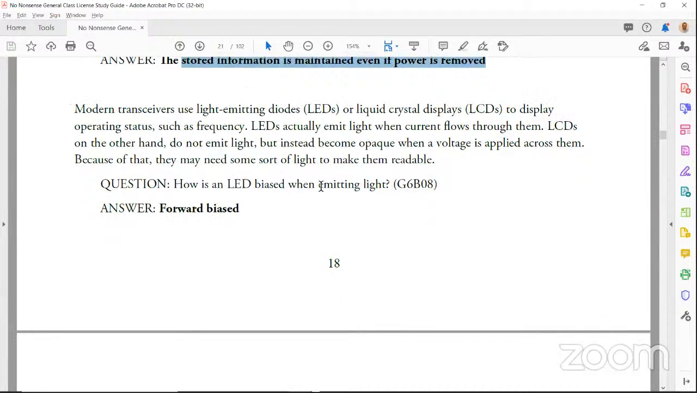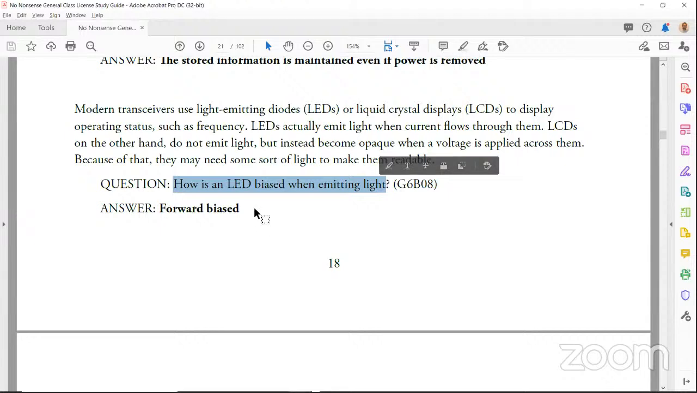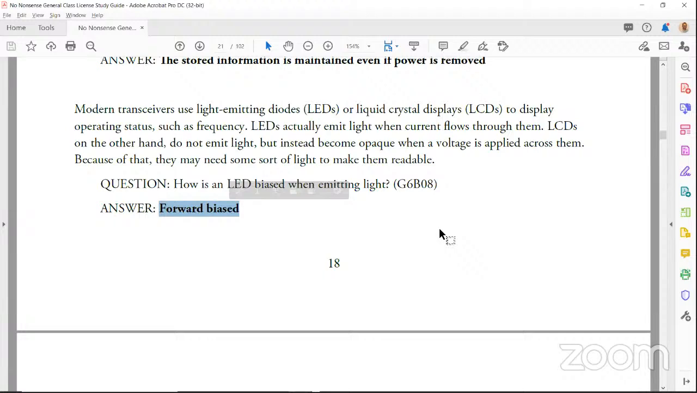Okay, next question in the question pool. How is an LED biased when emitting light? If you recall, we showed that an LED is really a diode, and it will conduct a current when it's forward biased, positive to the positive side and negative to the negative. It's called forward biasing as opposed to reverse bias.